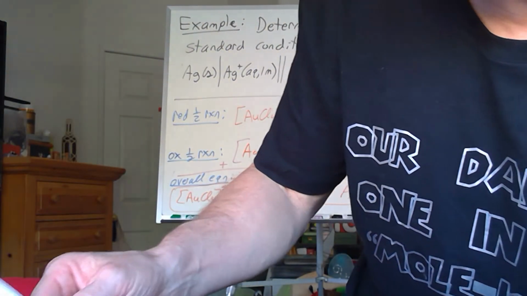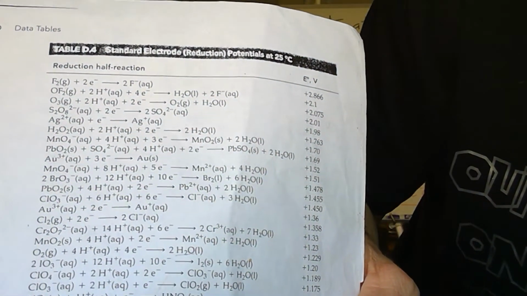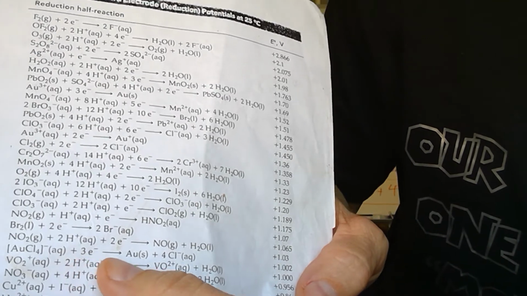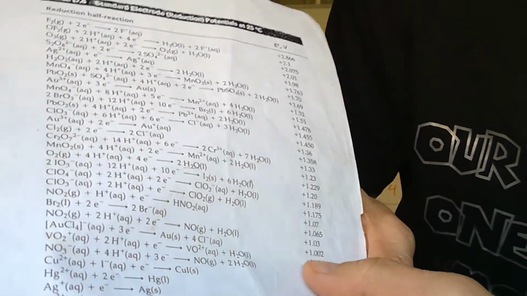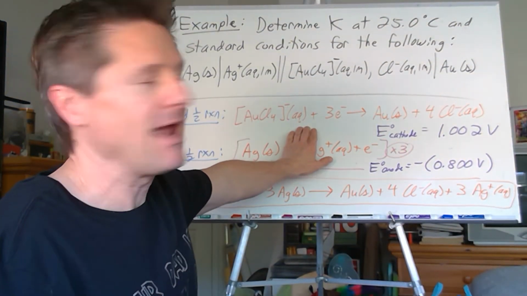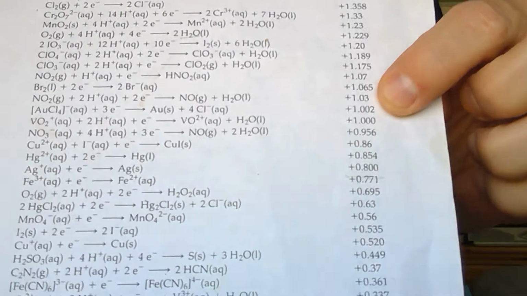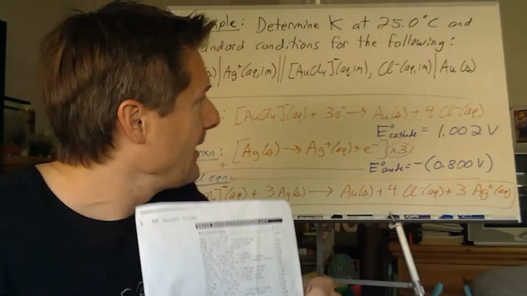I need my eyeballs. So if you look here, do you see the tetrachloroaurate(III) there, plus the 3 electrons going to solid gold plus 4 chlorides? You see that? And that's the 1.002 volts. That's the reduction half reaction. So I found that right there with the 1.002 volts. There's our baby. That was the tough one.